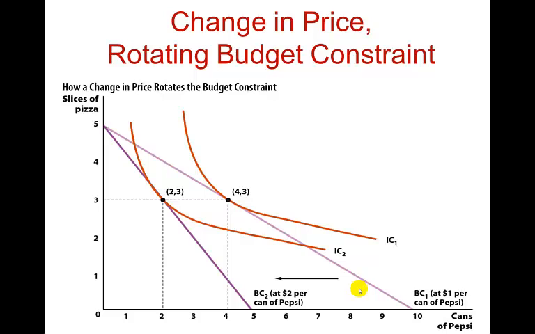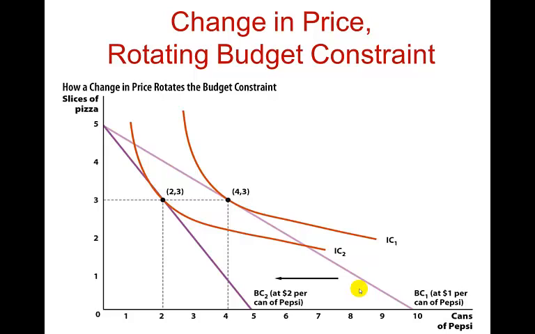Okay, so now we can talk just a little bit about how things change if one of the prices change. Remember that if a price changes, that will rotate the budget constraint. Here we're going to go through an example where the price of Pepsi increases from $1 to $2 a can. Okay, so this is going to be the end result.